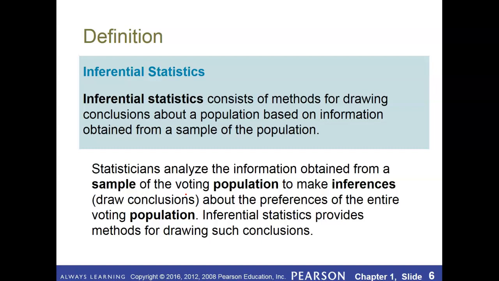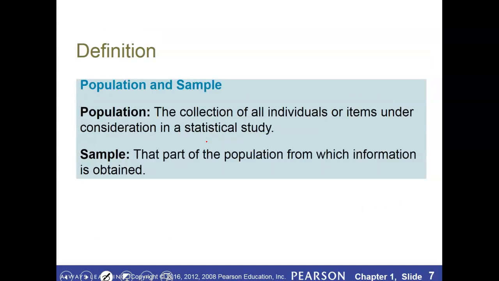So inferential statistics consists of methods for drawing conclusions about a population based on information obtained from a sample. Okay, and that's what inferential statistics consists of. Most of the studies that we hear about today are inferential statistics. If somebody does a study, they have to sample a certain group of people, and based on that sample, judge what the entire population would think.